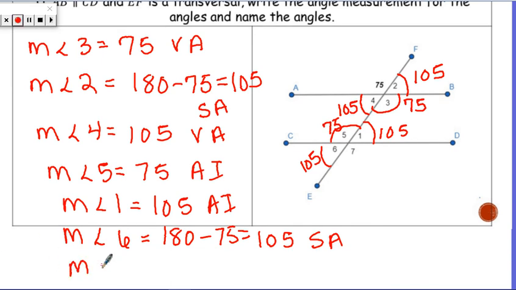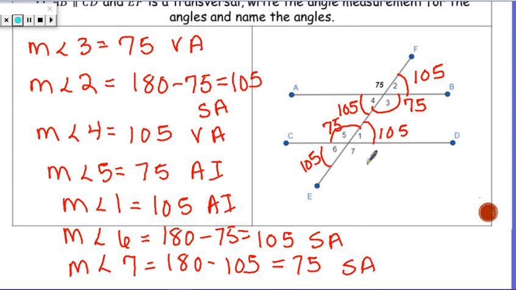Okay, and then I'm going to say the measure of angle 7 is equal to 180 minus 105, which is equal to 75, and I'm going to say by supplementary angles, or you can say linear pairs, same thing there. And then here you can put 75. So you can go with vertical angles between 5 and 7, or you can do supplementary angles with the measure of angle 1 plus the measure of angle 7.